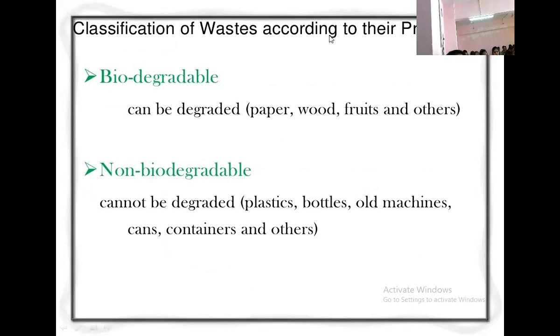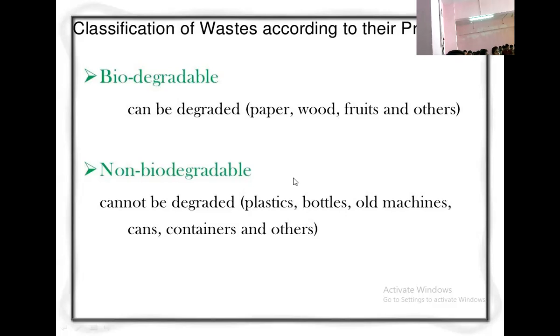Then classification based on properties of waste that include biodegradable and non-biodegradable material. The material that can be degraded that are called biodegradable, and material that cannot be degraded that are called non-biodegradable. What comes in biodegradable? Paper, wood, fruits, or other materials that are degradable by biological activities. That is biodegradable waste.